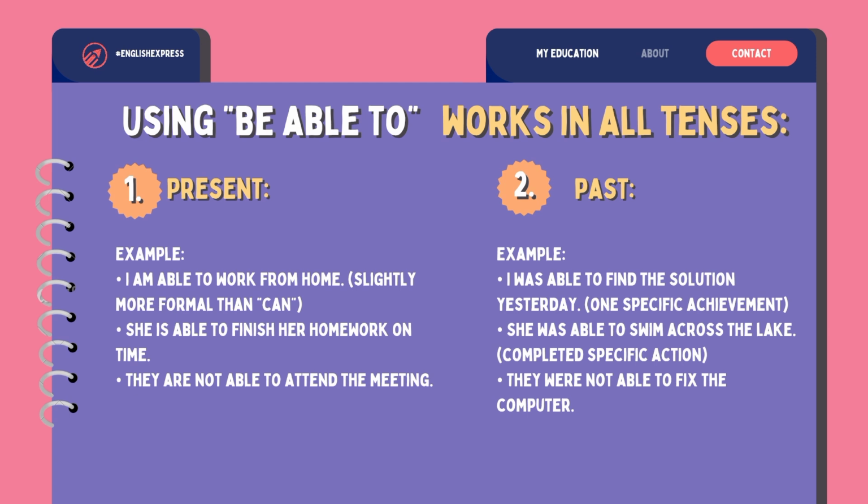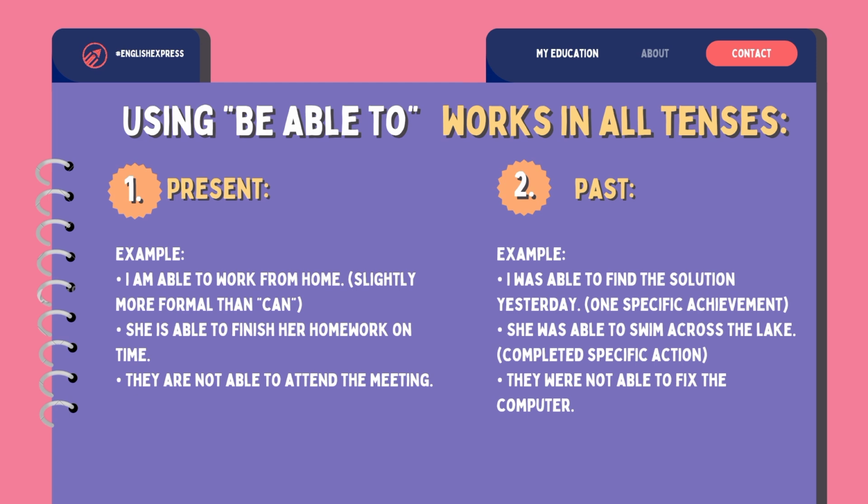She is able to finish her homework on time. They are not able to attend the meeting. And the second is past tense. In the past tense, we can use was able, were able. Okay, for example, I was able to find the solution yesterday. One specific achievement, right?